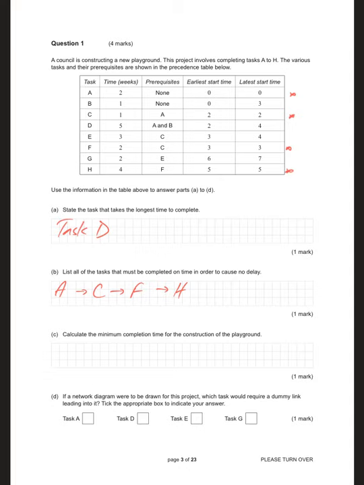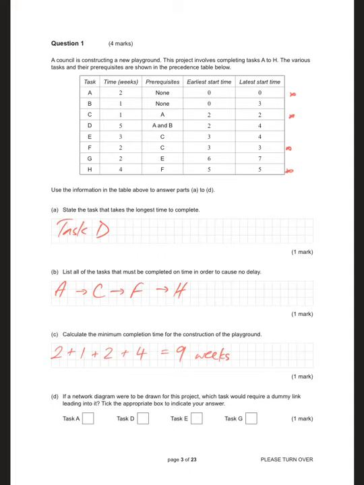Calculate the minimum completion time for the construction of the playground. Well, because you found the critical path, you can just add those durations together. So 2 plus 1 plus 2 plus 4, 8, 9. 9 weeks to complete the program.